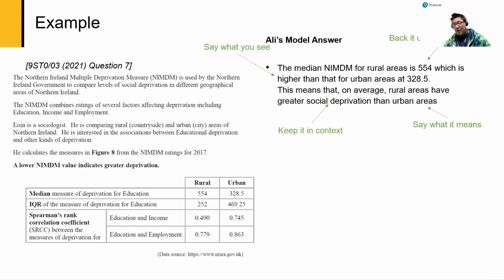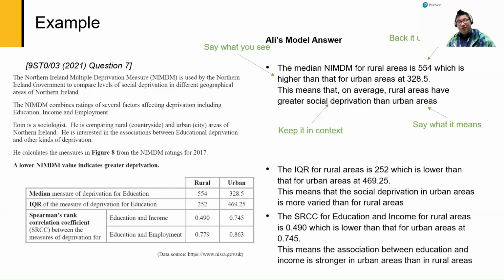The question was about the Northern Ireland Multiple Deprivation Index, or social deprivation. So my answer is about social deprivation. And that is just for the median. And I believe the question was quite a lot bigger. So all I've done is just do it again for the IQR and again for the Spearman rank.